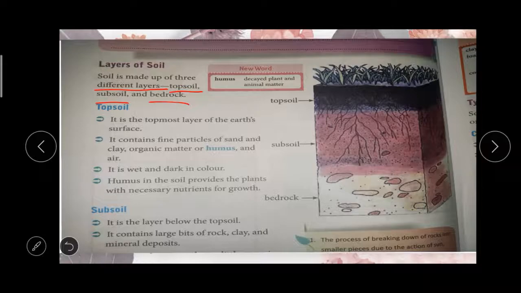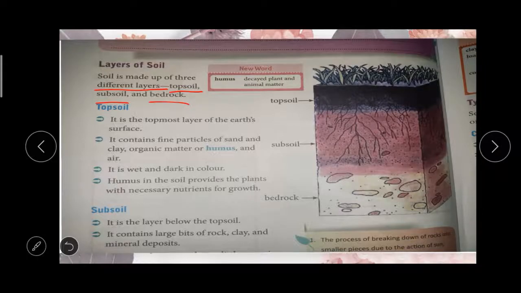Topsoil is the topmost layer of the earth surface that we can see. It contains some sand, clay, organic matter, humus, which means decayed plants or decayed animals, and air. The topmost soil contains all the dust particles. Even though it is wet, it is very dark in color.